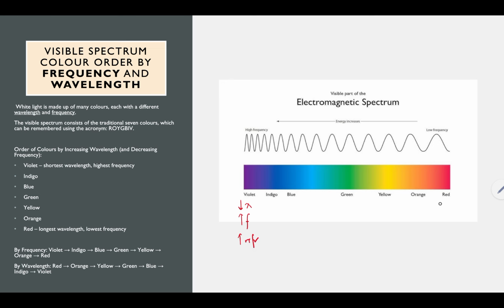Red has the highest, or longest, wavelength. As you can see, the wavelength here is the longest. And it has the least frequency, and it has the least refraction. So by frequency, violet is the highest, and by wavelength, red has the longest wavelength.